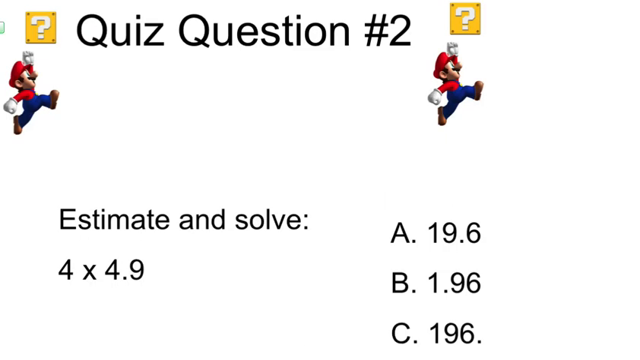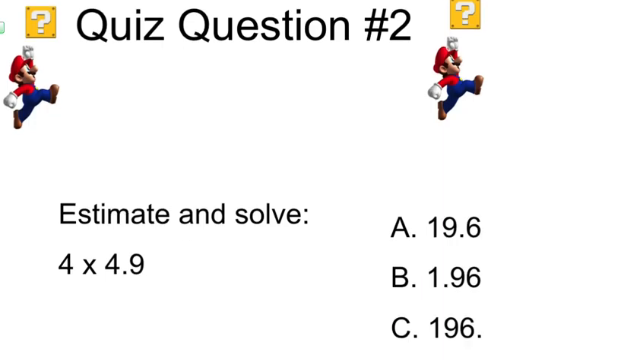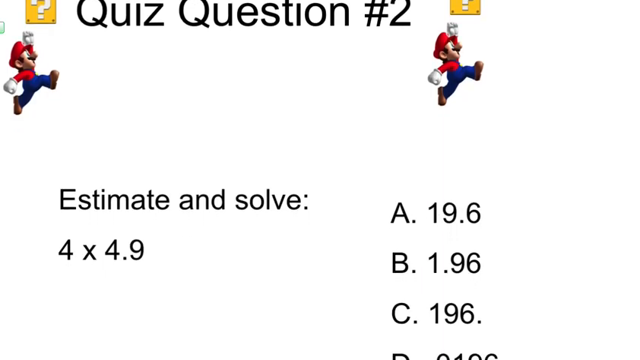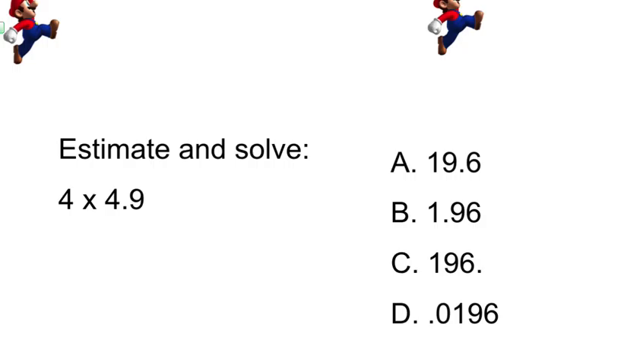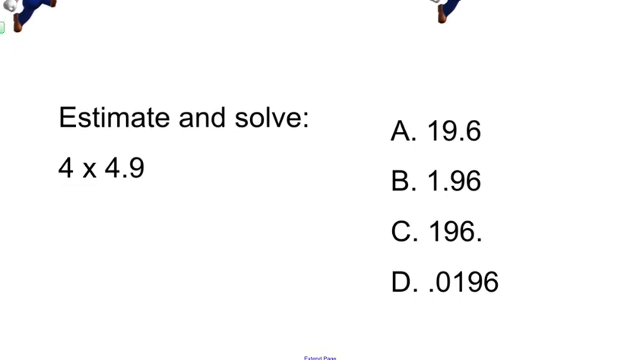Okay, right off the bat, quiz question number 2. Let me pull the screen down a little bit so that you can see it for sure. Okay, quiz question number 2. Estimate and solve. We have 4 wholes times 4 and 9/10. Use your estimation first, get an answer, and then multiply. You can use lattice, you can use traditional, you can use partial parts if you'd like. Doing 49 times 4 and get an answer, and then decide where the decimal point should go based on your estimate. That's the key here. Go ahead, pause, and get her done.